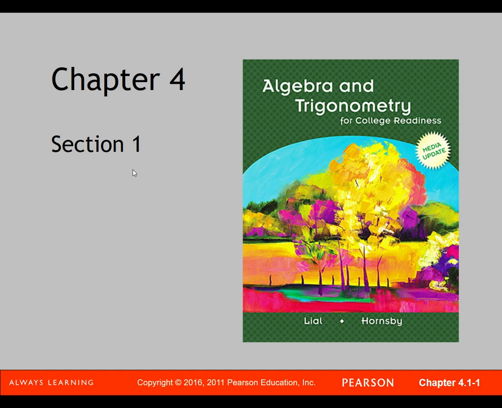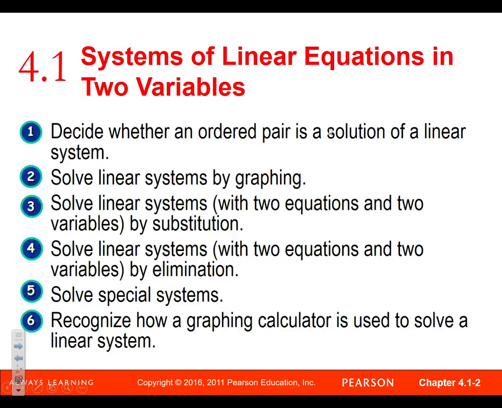Here we go. So chapter 4, we're going to start with something simple, which is systems of linear equations in two variables. Okay, this should have been on your pretest as well. You're going to decide for starters whether an ordered pair is a solution to the system. Second objective, solve the linear system by graphing. Solve the linear system by substitution. Solve the linear system by elimination. Solve special systems. And recognize how a graphing calculator can be used to solve a linear system.